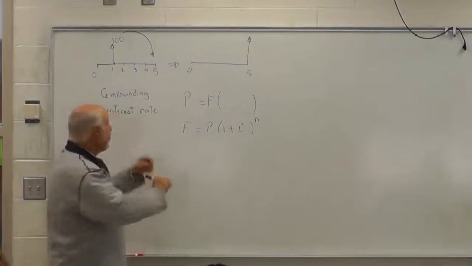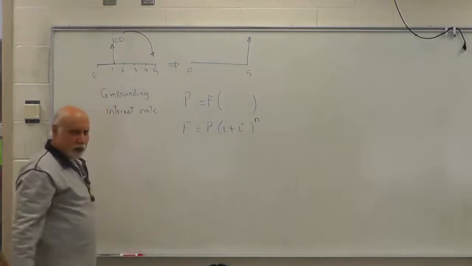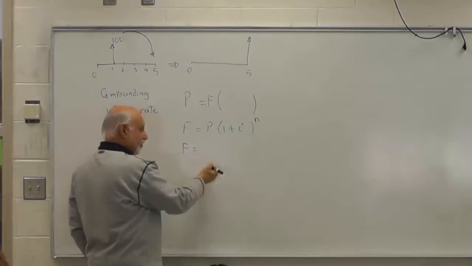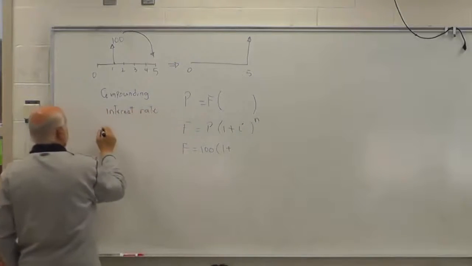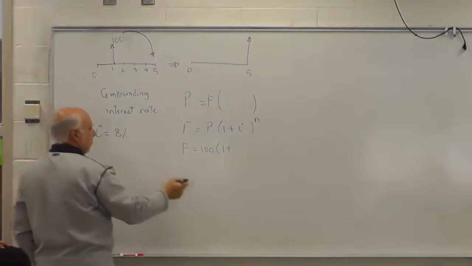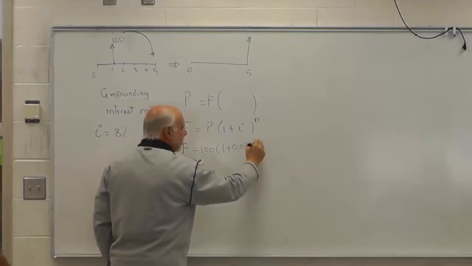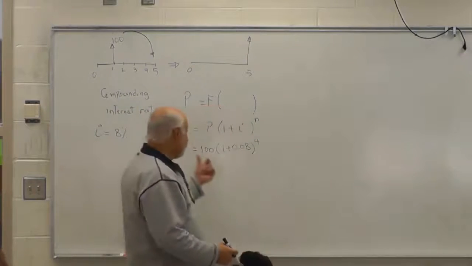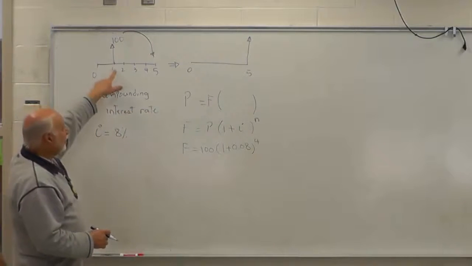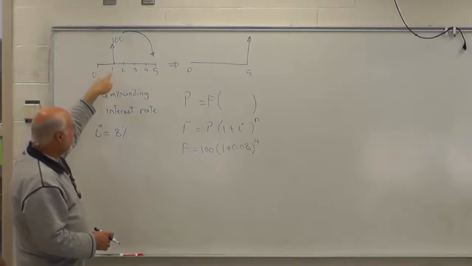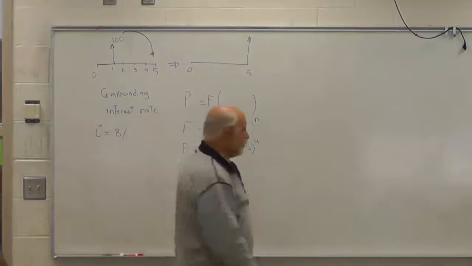So at the end of year 5, this value will be compounded 1, 2, 3, and 4 times. So this F value at the end of year 5 would be $100 times (1 plus whatever the interest rate is). Let's assume that the interest rate is 8%. So this will be 100 times (1 + 0.08) to the 4, and that would provide you an equivalent at the end of year 5. The periods will be counted from here: 0, 1, 2, 3, 4, the number of periods. And everything occurs at the end of each period.